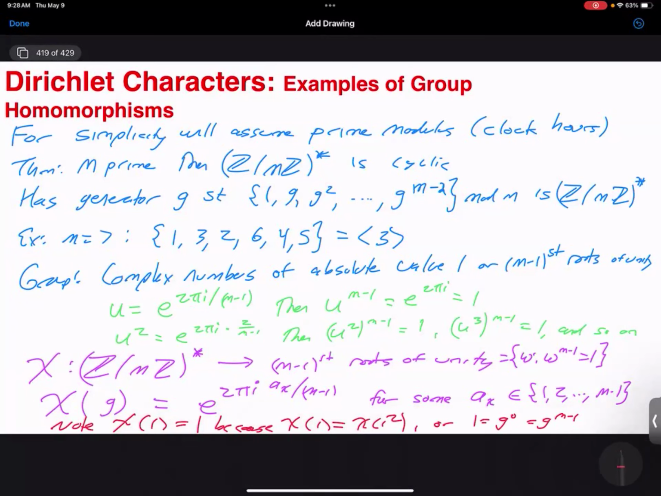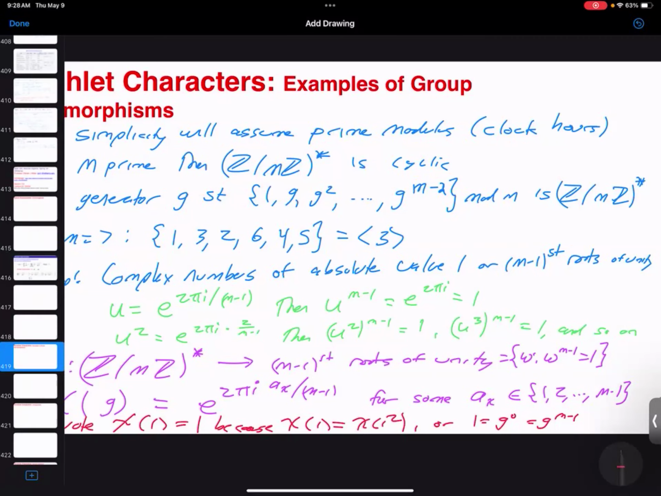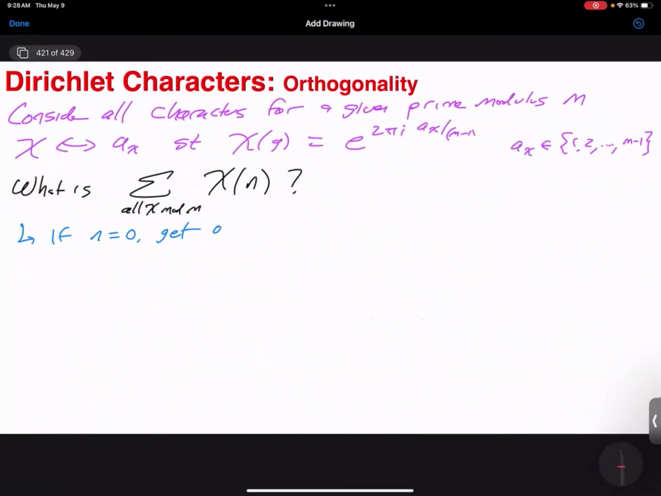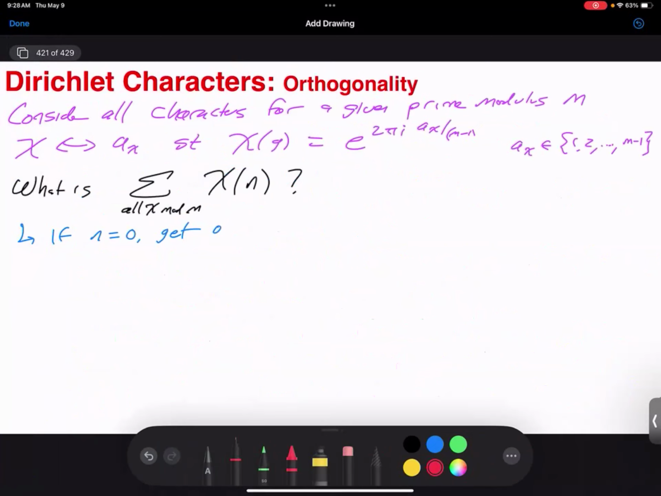When I'm looking at my group, 3 is my generator. How do I get 1? 1 is either 3 to the 0, or it's 3 to the 7 minus 1, 3 to the 6. So for a group homomorphism, chi of 1 equals 1. That's very important for us. Okay? So now when I'm trying to understand what is the sum of chi of n, if n equals 0, we agree we get 0. What's the next value where we understand what happens? If n equals 1, what would we get?